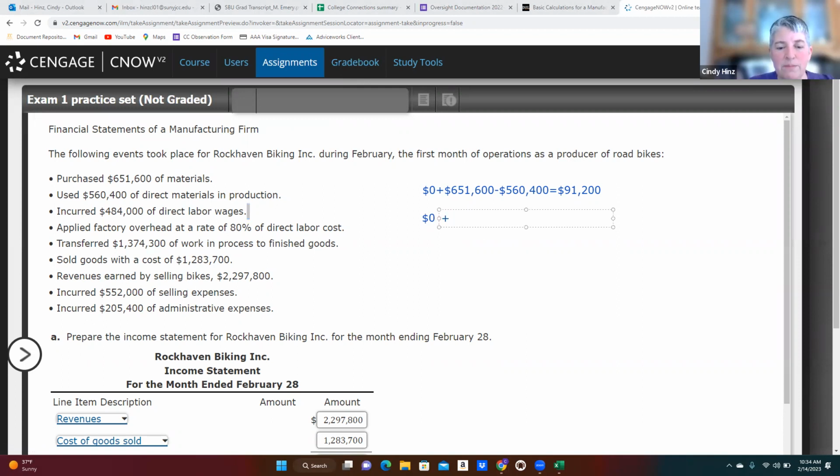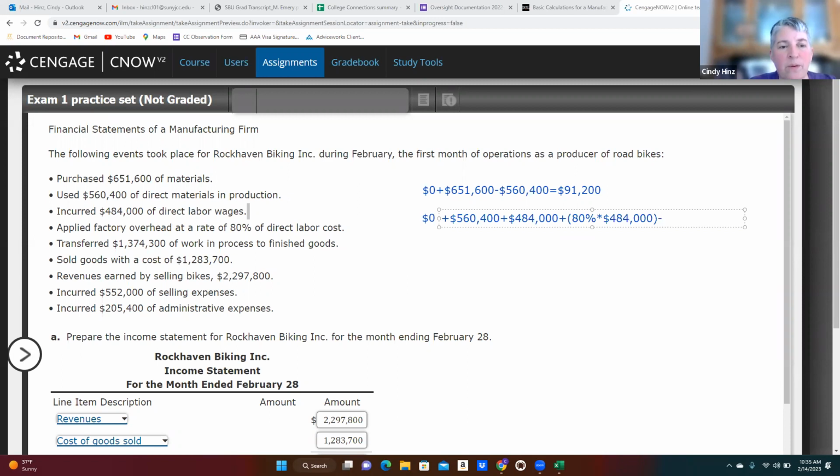We add our direct materials, which was 560,400. It came out of materials in the previous line here and gets added to our work in process. We also would have added direct labor, which the next bullet point down tells us was 484,000. And we allocated overhead at a rate of 80% of the direct labor cost. So that's all the things that we added to that account.